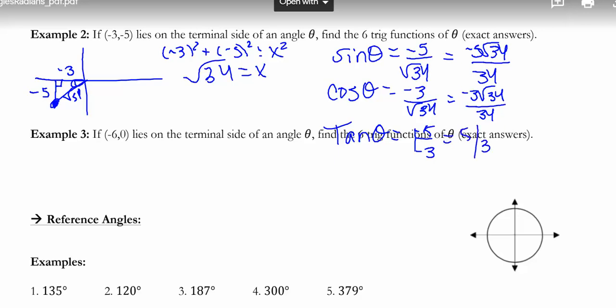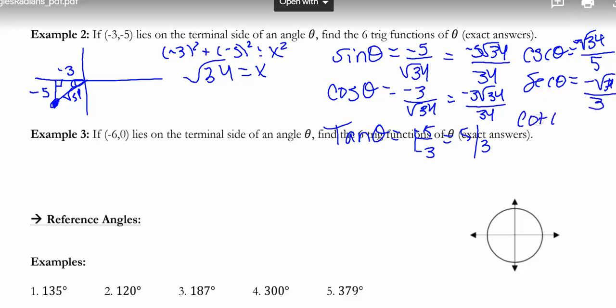So now cosecant is the reciprocal of sine. So rad 34 over -5. I'm going to put the negative on the top. Secant is the reciprocal of cosine, so it's going to be negative rad 34 over 3. And cotangent is the reciprocal of tangent, so that's 3 over 5.